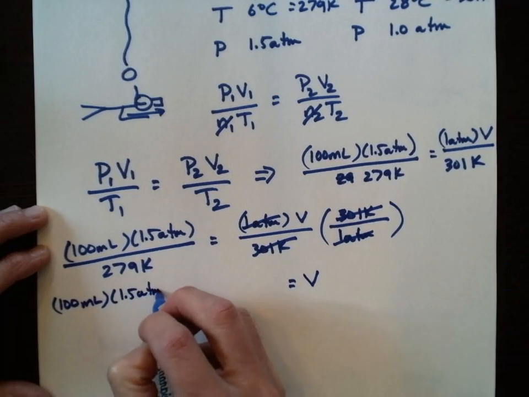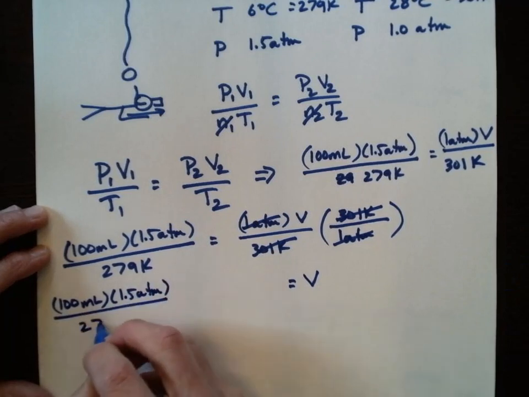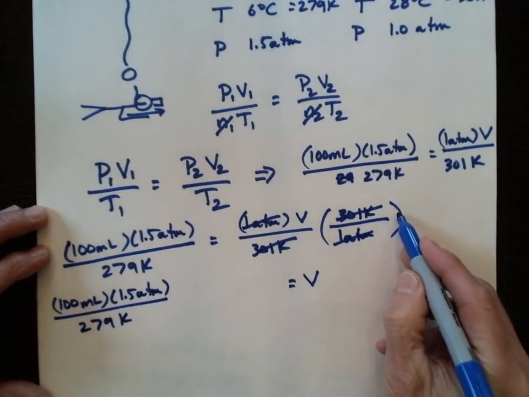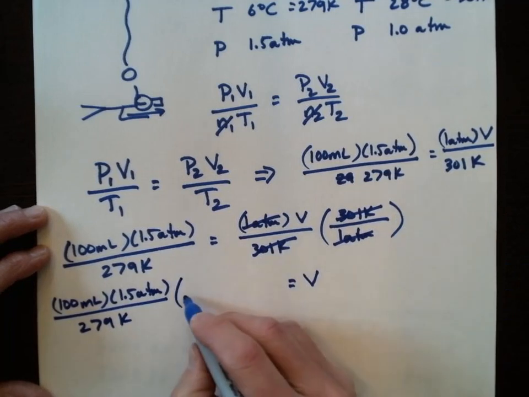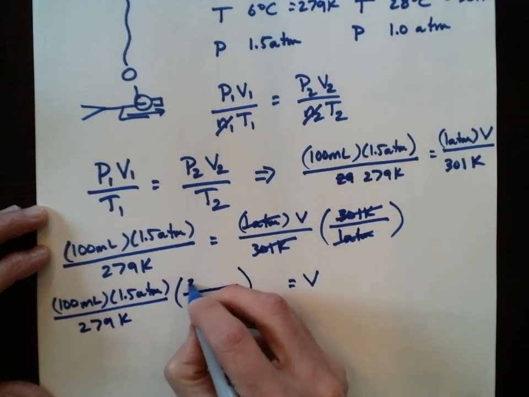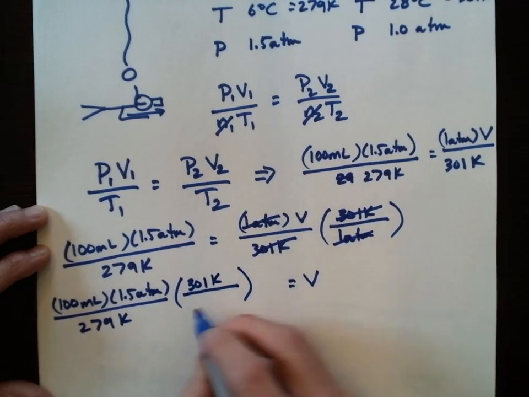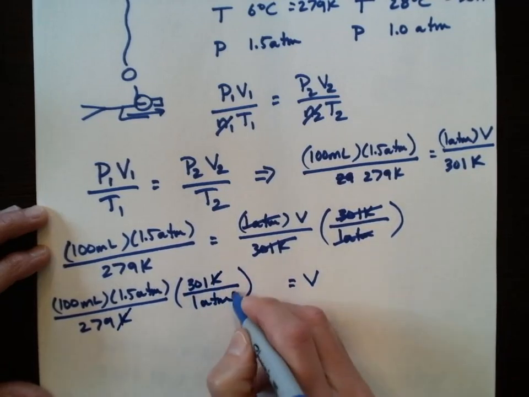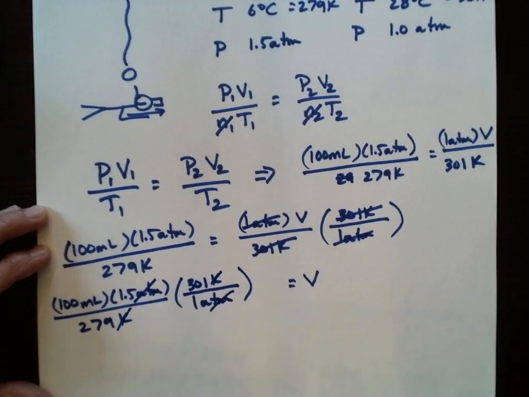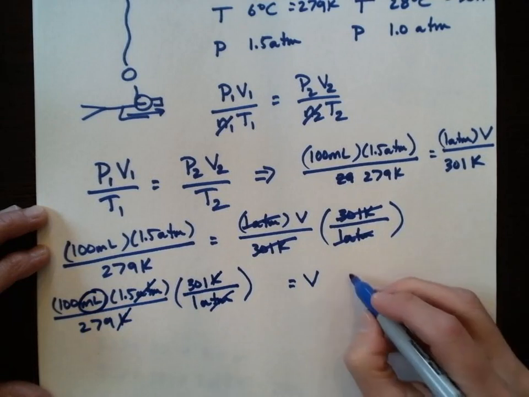1.5 atmospheres over 279 Kelvin. We've got to make sure we multiply by this fraction just like we did to the other side: 301 Kelvin, divided by 1 atmosphere. Kelvins cancel, atmospheres cancel, and now we're just left with the math. Notice the unit that's left over is milliliters.